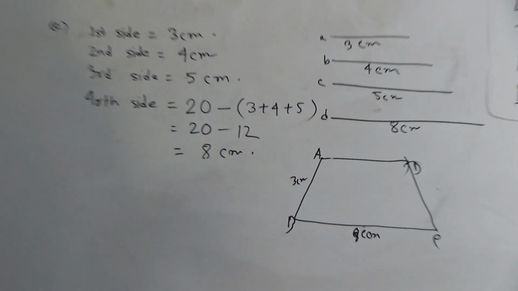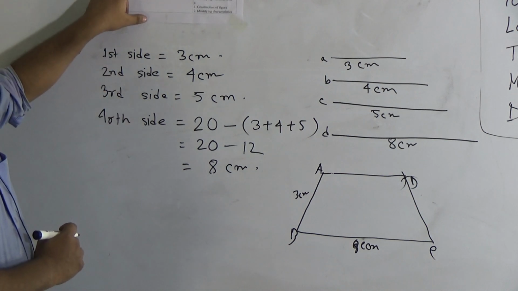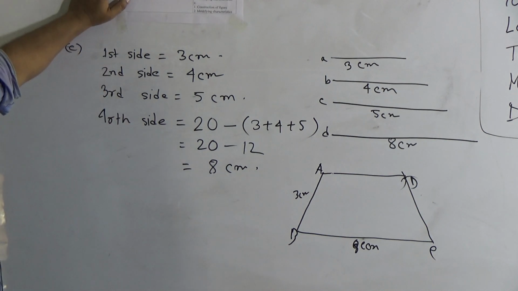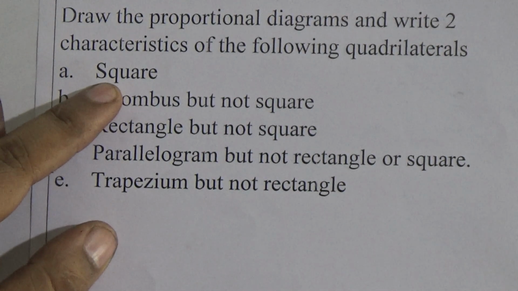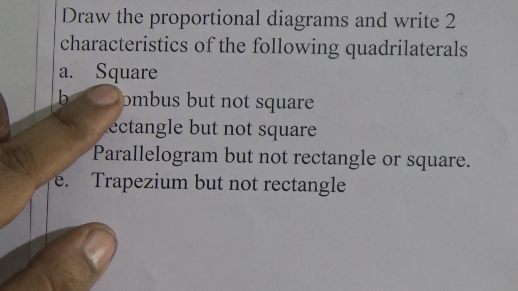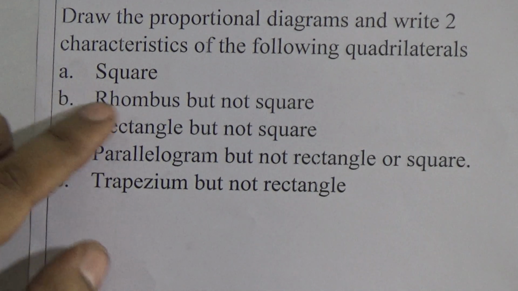is the required trapezium. Now my dear student, not only draw the figure, you have to write at least two characteristics. I repeat, you have to write at least two characteristics of the figure. Suppose square. What are the characteristics of a square? It has 4 equal sides. Next, the summation of 4 angles of the square is 360 degree. It has 2 equal diagonals. Number 4, the diagonals mutually intersect each other.